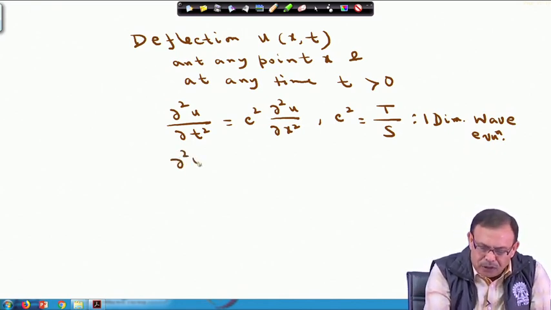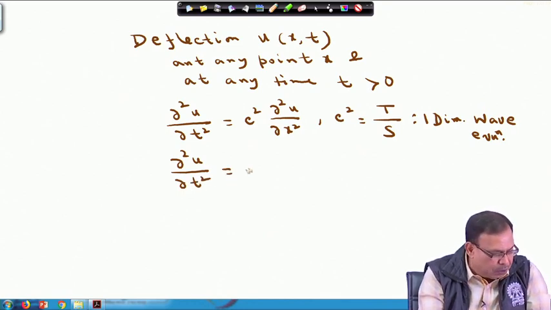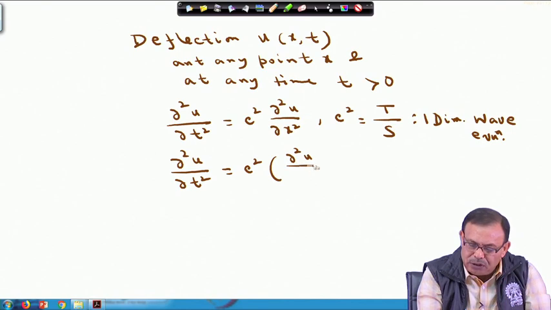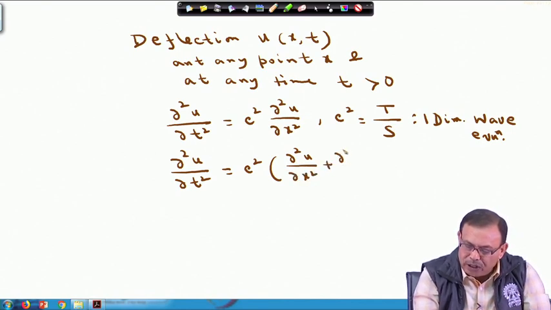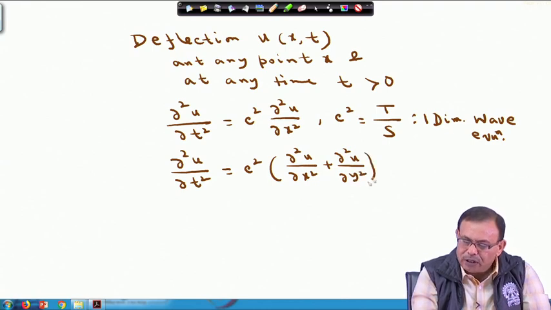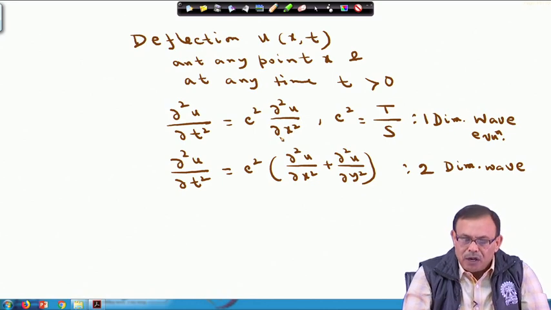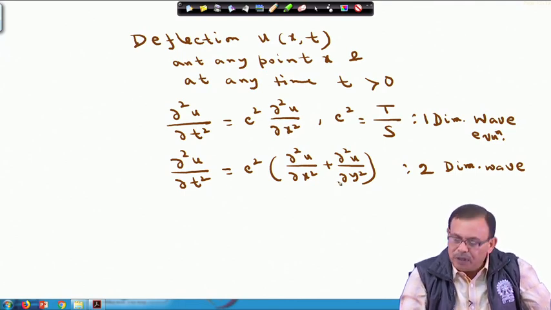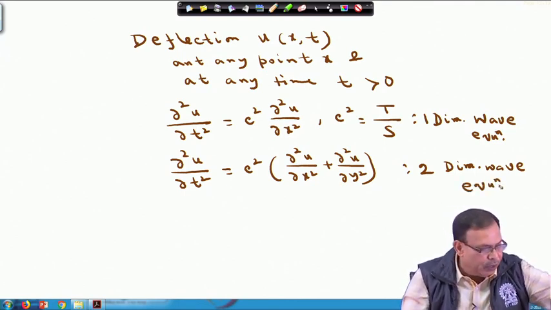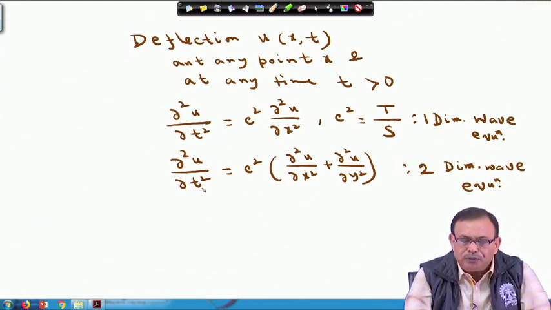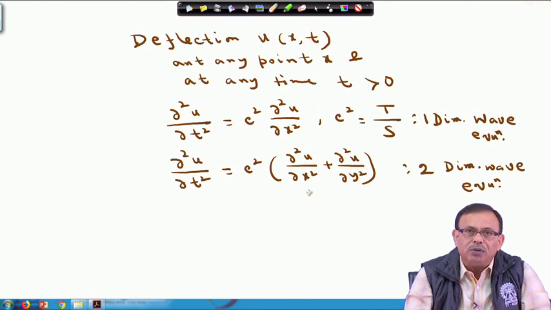Similarly, it can be measured by del 2 u del t square equals c square into del 2 u del x square plus del 2 u del y square. This we call the two dimensional wave equation. Please note, in the one dimensional case the variables were only x and t, here they are x, y and t.